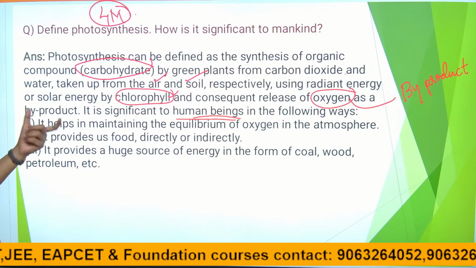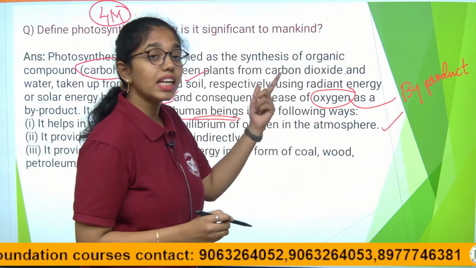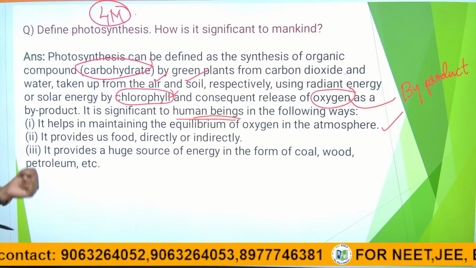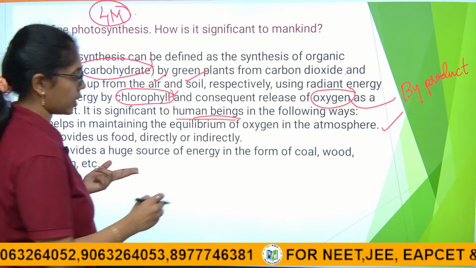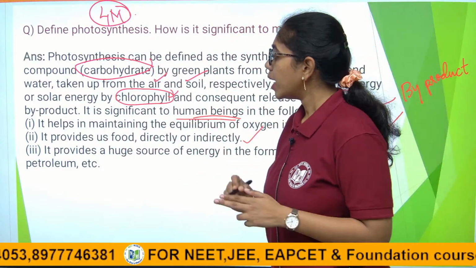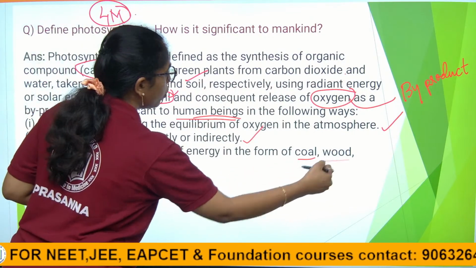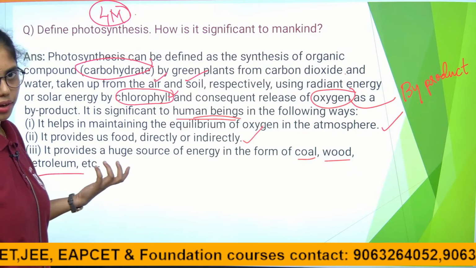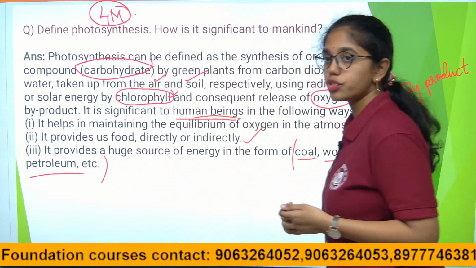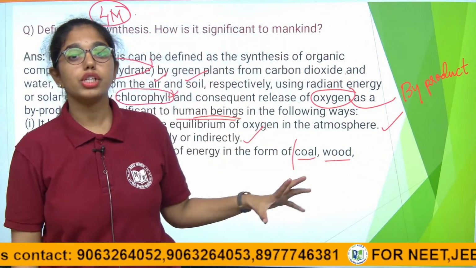It is significant to human beings in the following ways. First, it helps in maintaining the equilibrium of oxygen in the atmosphere, because oxygen is released by photosynthesis. This is proved by the bell jar experiment. Second, it provides us food directly or indirectly, directly to herbivores, indirectly to carnivores. Next, it provides a huge source of energy in the form of coal, wood, timber, petroleum, or paper also. These are all the materials that we extract from plants for commercial use. This is all about nutrition in plants.